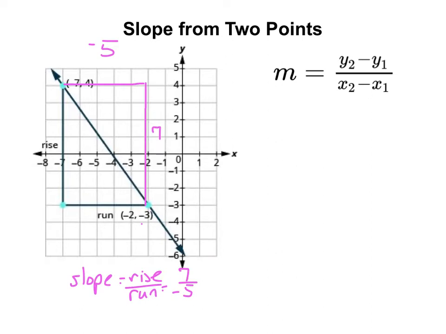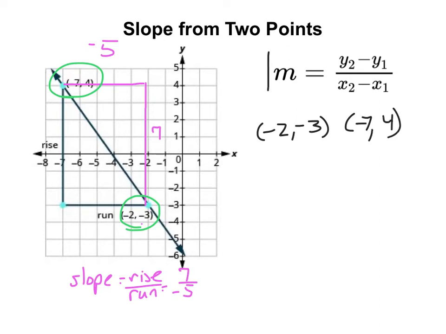Now, if you don't have a graph, you can still find the rise over the run using the 2 points instead, without the graph. So in this case, my 2 points are (-2, -3) and (-7, 4). Now, right here is the formula for finding slope when you're given 2 points.